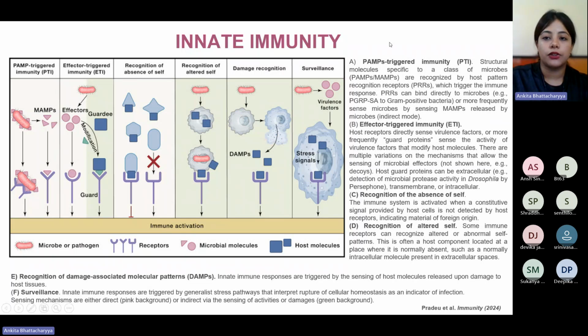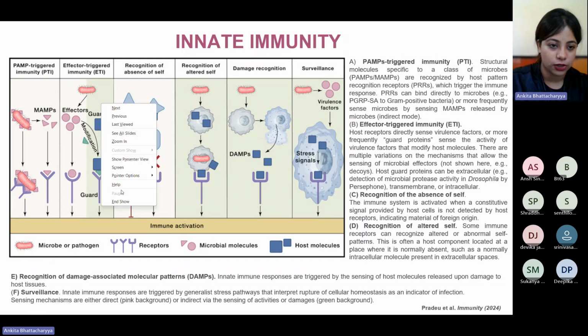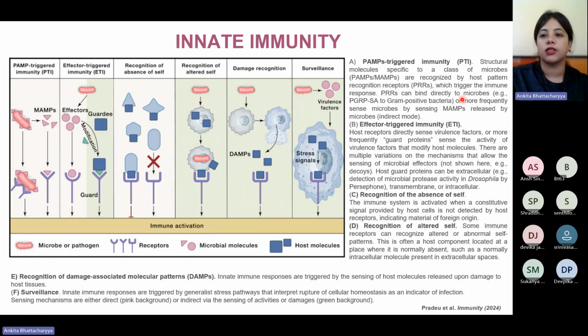So first, what you see on the right, refer to the legend and the figure simultaneously. I'm not able to switch on the laser pointer. Okay, yeah, it's working now.